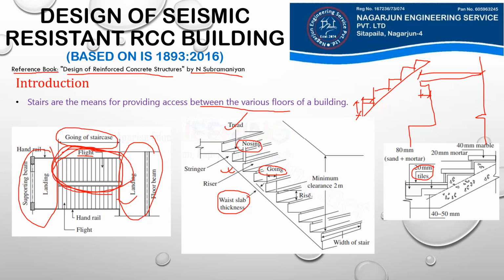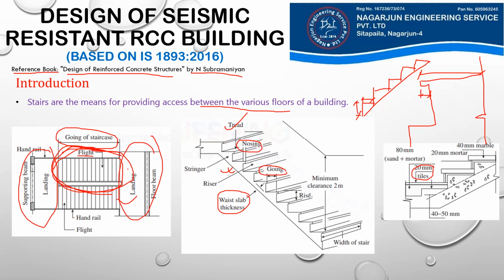Nosing is the outward projected portion, and it is mostly concerned with the aesthetics and beauty of our staircase. Riser is this vertical part of our staircase, or the distance between two consecutive treads. Flight is a series of steps provided between two landings.